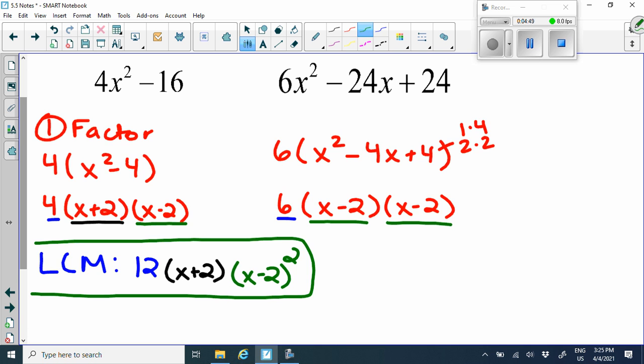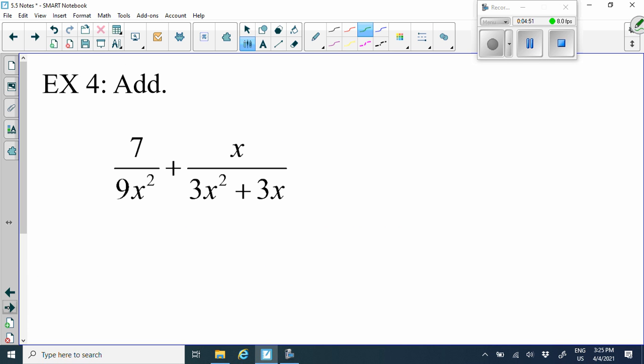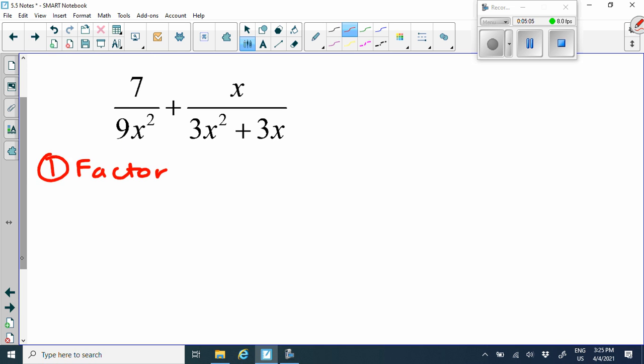Okay, well, let's go ahead and do an example here when we have to add. So let's look at 7 over 9x squared plus x over 3x squared plus 3x. Now, the first thing we always have to do is factor. So let's look at the numerator of our first fraction, 7. Can't factor that. 9x squared, you can't factor that because that's a monomial. So remember, anytime you only have one term, you can't factor. Okay, the x in my second fraction's numerator, can't factor that.